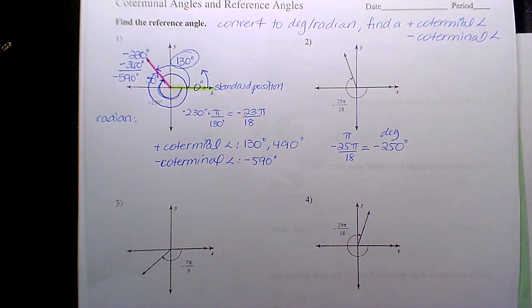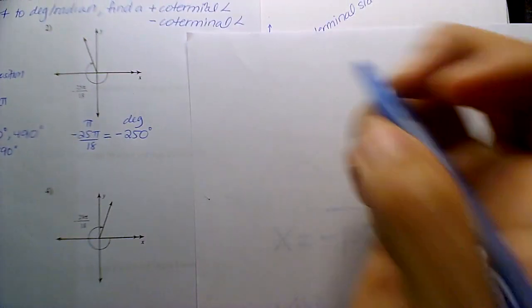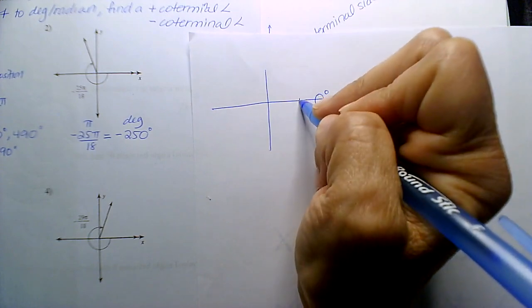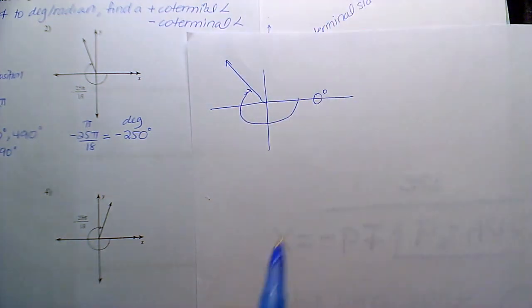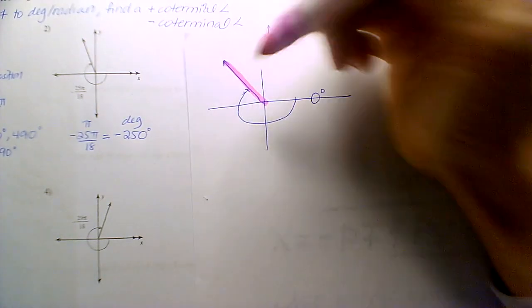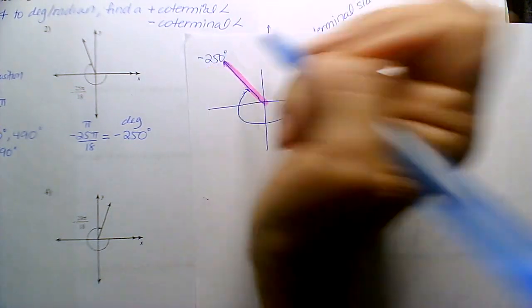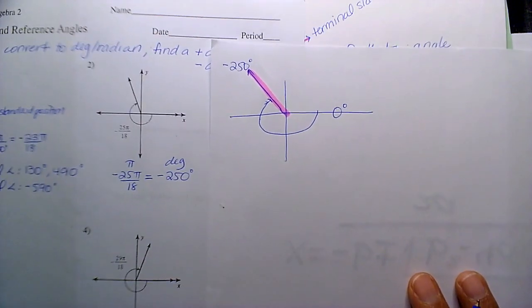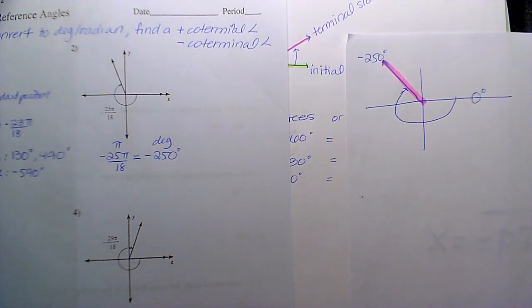Okay, so then with that, let me grab scratch paper, so we'll do this on the side. All right, this is 0 degrees. I'm going in the negative direction. I'm here. This is my terminal side, right? So this is where I have to land. This is negative 250 degrees. Okay, so give me a positive and a negative coterminal.